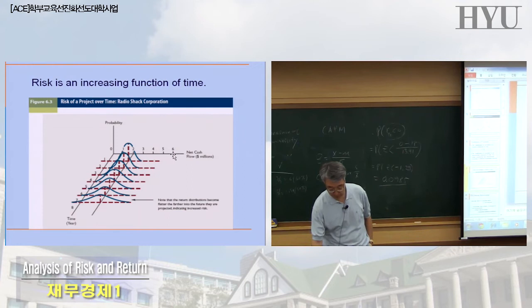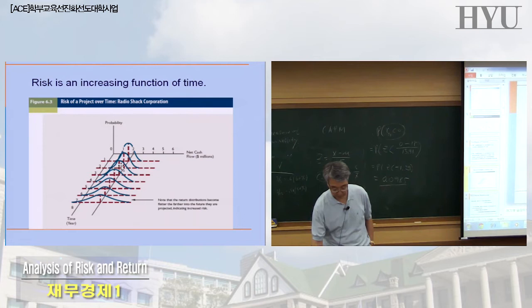On this horizontal axis, you have net cash flows in $1 million from a project. I guess it's one of the projects they analyzed within the company, Radio Shack, okay? And they found out that, let's say, this axis measures time in years, right? So first year up to 7th year, right here.